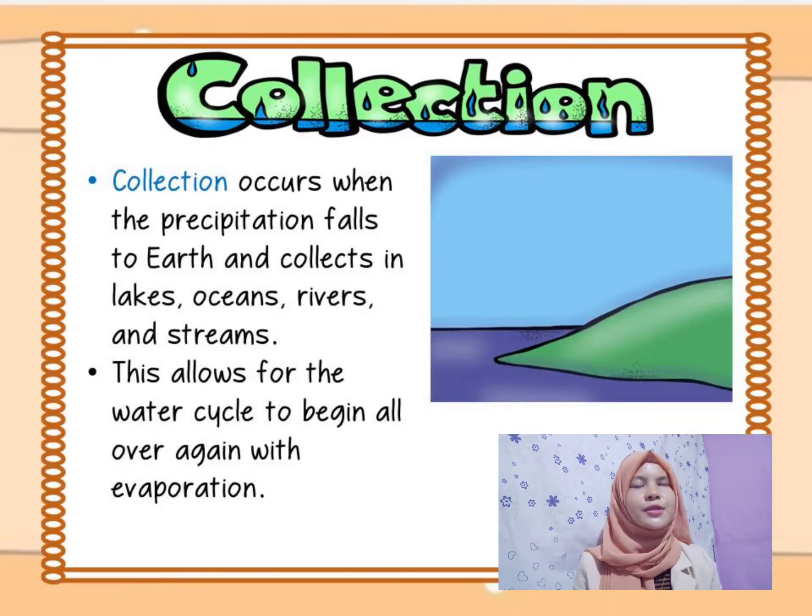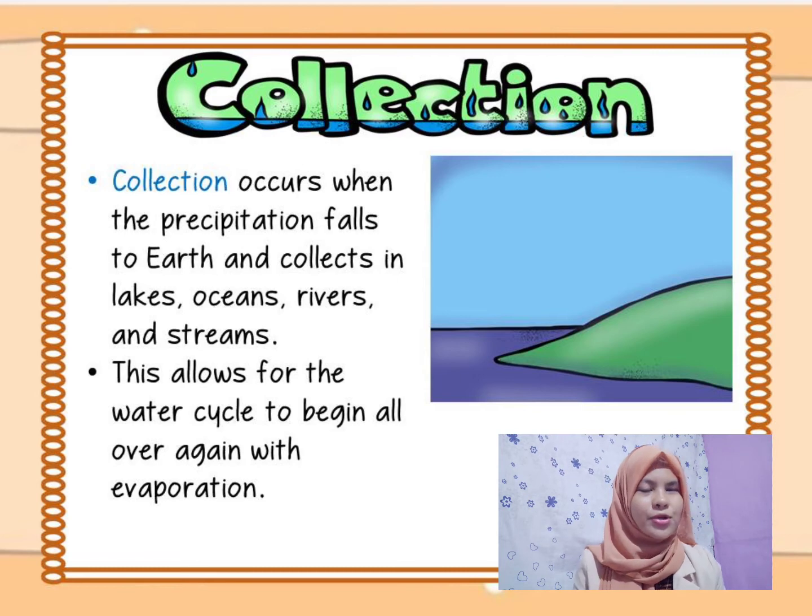The fourth stage of the water cycle is what we call collection. Collection occurs when the precipitation falls to earth and collects in lakes, oceans, rivers, and streams. This allows the water cycle to begin all over again with evaporation.